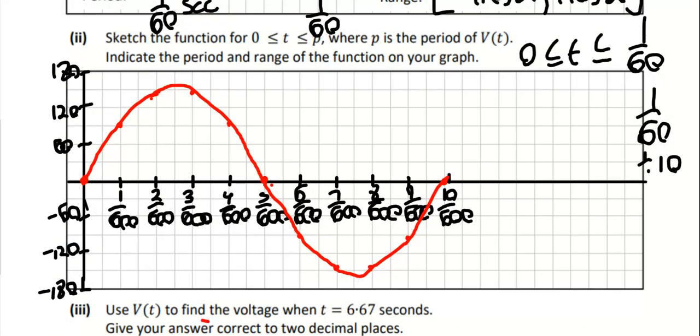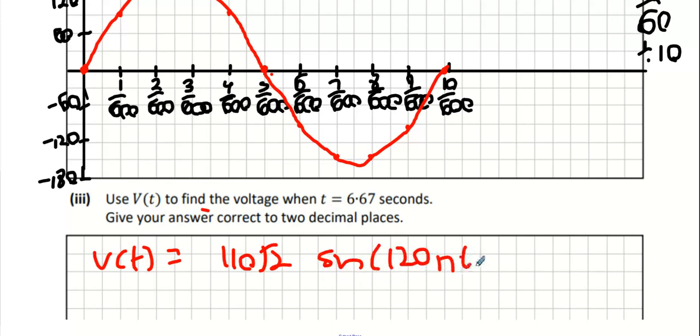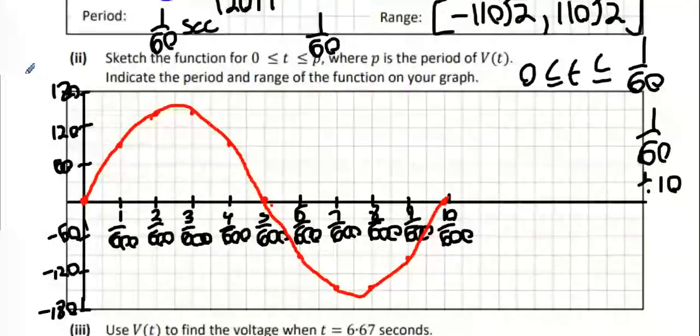Okay. Now, use the phi t to find the voltage when t equals 6.67 seconds. It doesn't say use your graph. It says use the formula. And the phi t formula is 110 root 2 sine 120 pi t, if I'm correct.